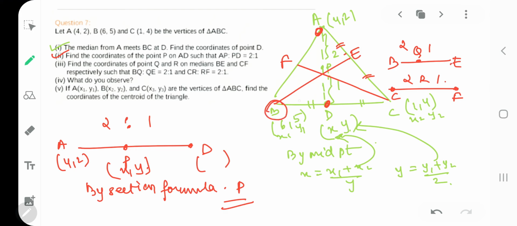B is given in the problem. You have to find E by the midpoint formula. Using the midpoint formula you have to find the coordinates of E. Once you have the coordinates of B and E, by the section formula you will find the coordinates of Q. Clear? Similarly C and F.